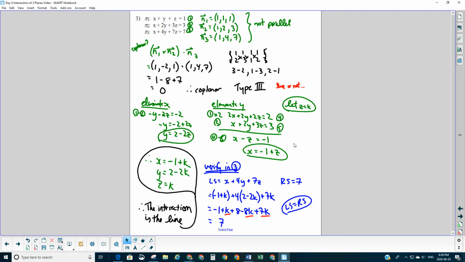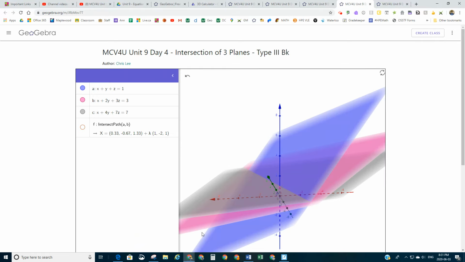Those are kind of the most frustrating ones because you do all this work to show it's type 3, then you do all this work to get a line, and then you've got to verify, and it's not until the very last line you find out that there wasn't an intersection. It can sometimes get a little bit frustrating. That's why for this one I made sure that at least you did all that work and you found the answer. So let's go off and check this one.